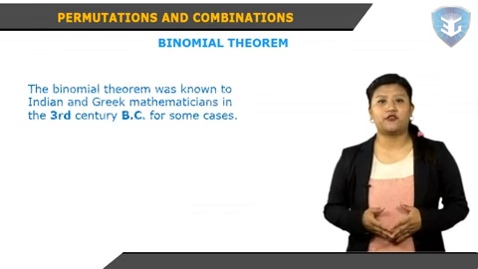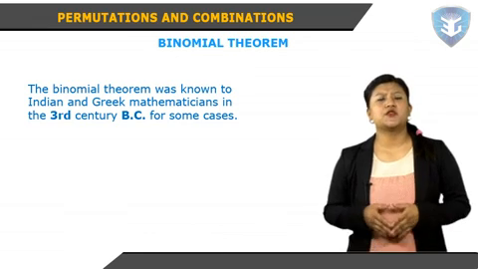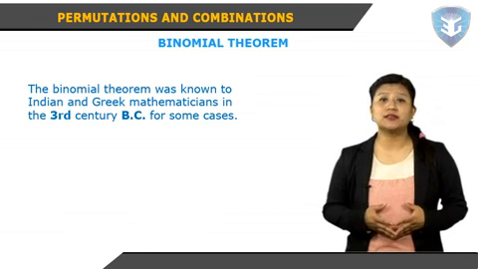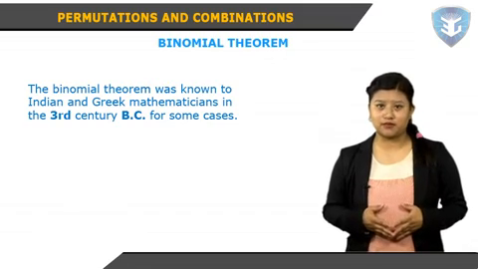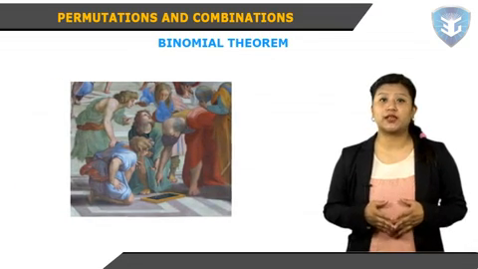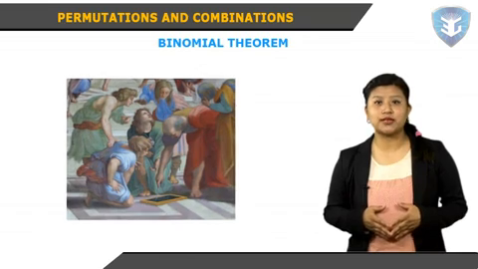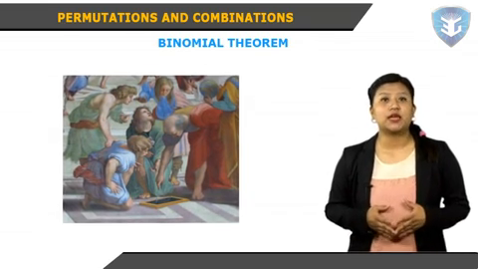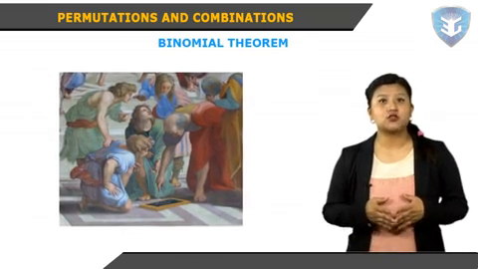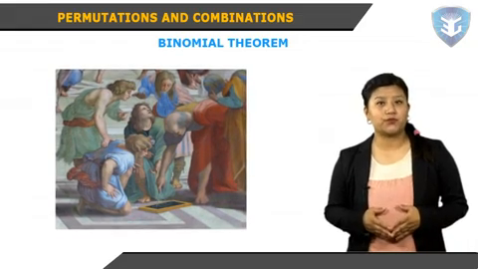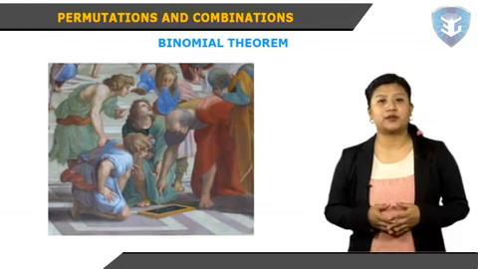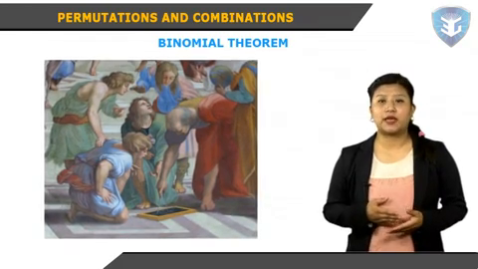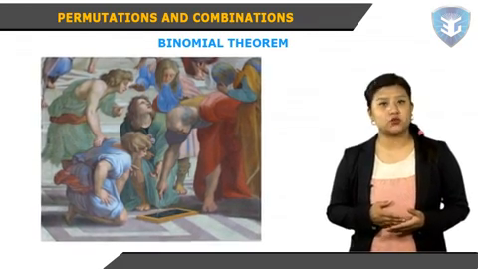Let's know the meaning of the binomial theorem. The binomial theorem was known to Indian and Greek mathematicians in the 3rd century BC for some cases. The credit for the result for natural exponents goes to the Arab poet and mathematician Omar Khayyam, AD 1048 to 1122. Further generalization to rational exponents was done by the British mathematician Newton, who lived from AD 1642 to 1727.